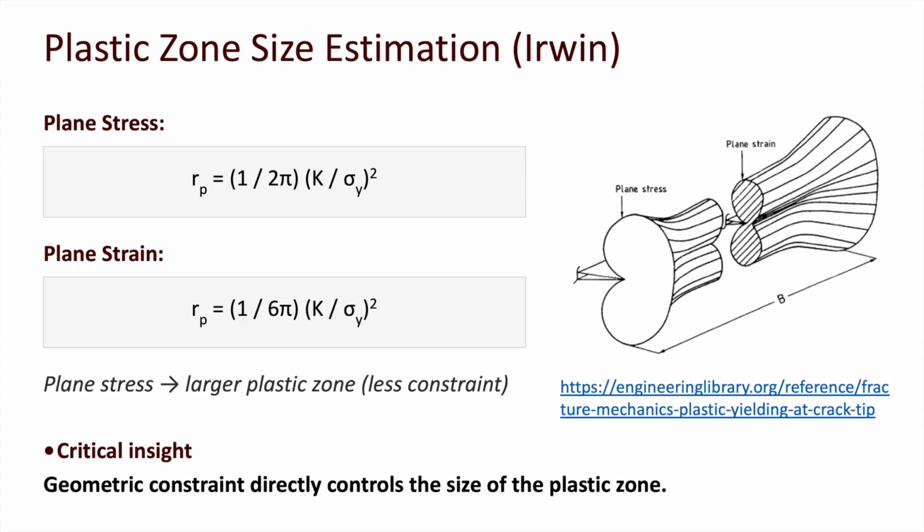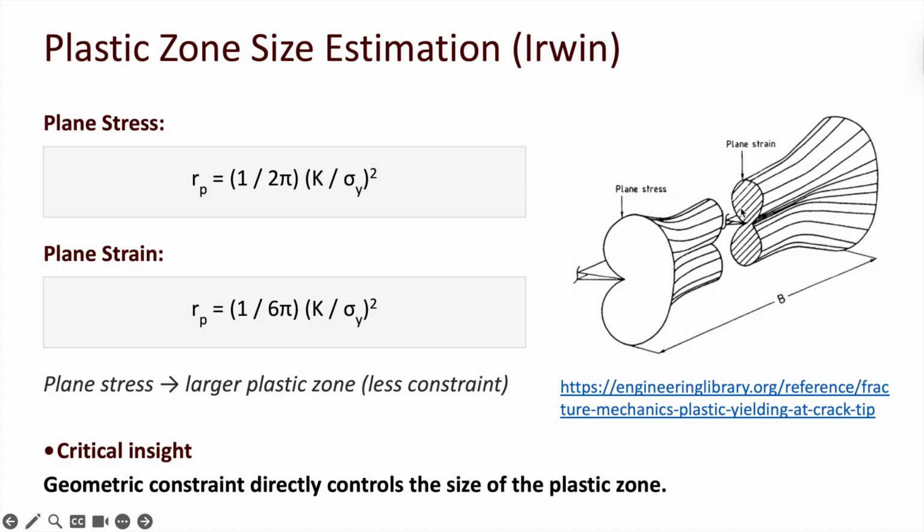The first widely used quantitative estimate of the plastic zone size was developed by George Irwin in the 1950s. Irwin, working at the US Naval Research Laboratory, played a central role in transforming fracture mechanics from Griffith's energy concept into a practical engineering framework. One of his key contributions was relating the elastic crack tip stress field directly to yielding. By equating the elastic stress intensity solution to the material's yield strength, Irwin derived simple expressions for the plastic zone size. Under plane stress conditions, the plastic zone is larger.